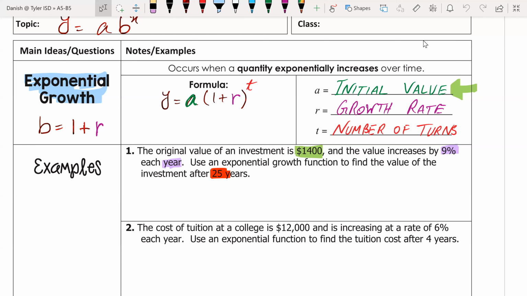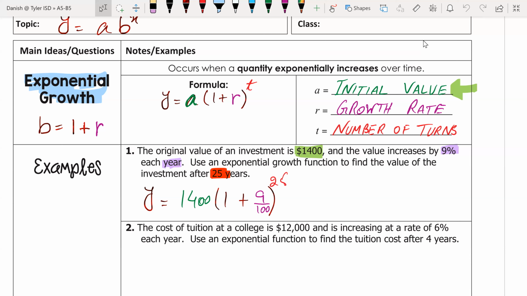Let's substitute these three values in the function. How will I do that? Y equals initial value, that's the replacement of A. So Y equals 1,400 times 1 plus R. And what's the R? The growth rate, which is 9% here. I can write the 9% as 9 over 100, and then the whole thing raised to power T is replaced by its value, which is 25.